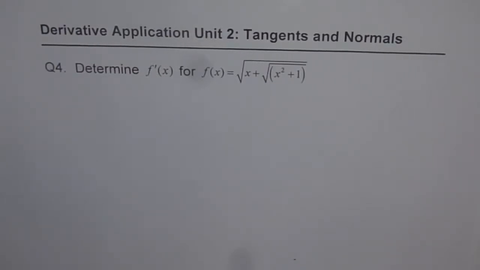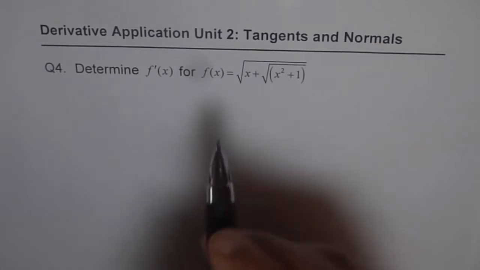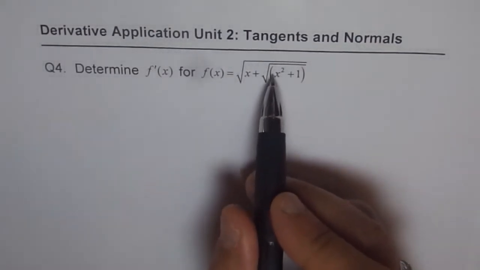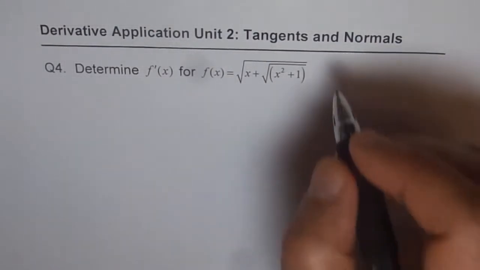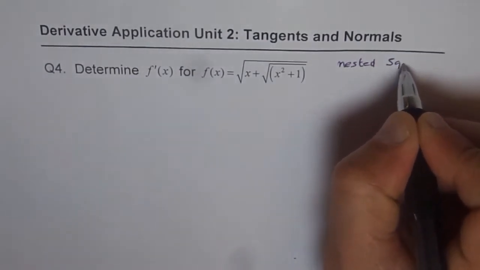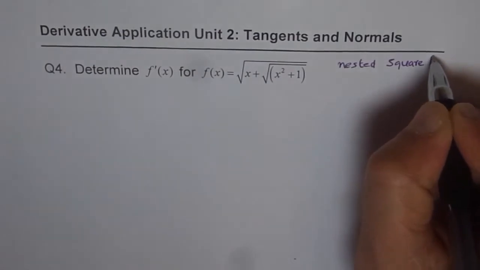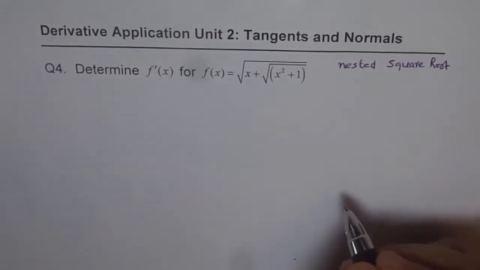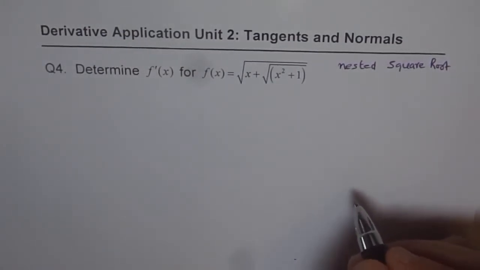Unit Test 2 Preparation, Derivative Applications. Now we're talking about a very important derivative here. The function for us is square root of x plus square root of x squared plus 1. It's kind of a nested square root, right? So that's a good term to use. So it's a nested square root and we need to find the derivative of such a function.